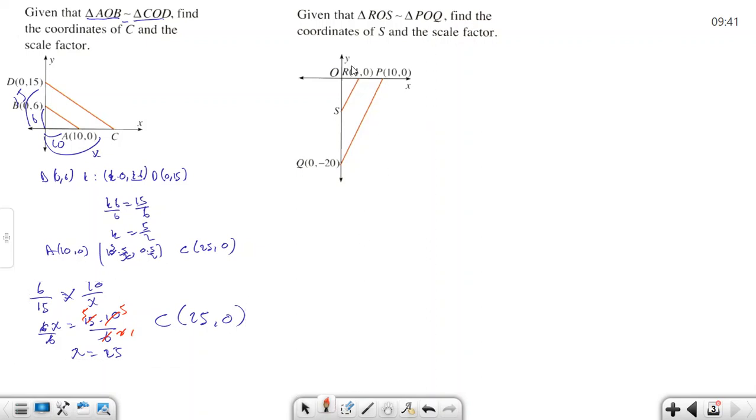But if the shape is not on the origin, you can't use that directly. You need to find the distance first, so you use the scale factor on a point.